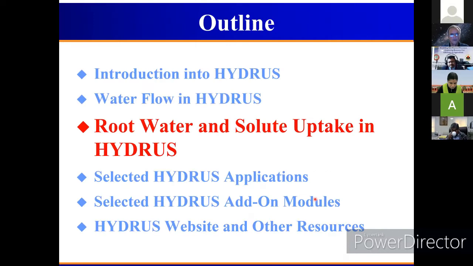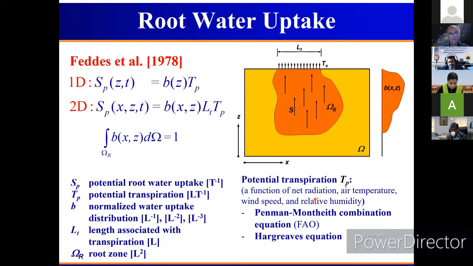Okay, let me also provide some description of how we deal with root water and solute uptake. First of all, we use the macroscopic approach, which was developed 40 years ago by Rainer Feddes at the Agricultural University in Wageningen. He would take the potential transpiration, so again, the atmospheric demand, which is really independent of the soil. He would distribute this potential transpiration over the root zone, depending on the root distribution. That would be done either in 1D, 2D or 3D, using some kind of a root distribution function, b or beta. And that would give us potential uptake at different points of the root zone.